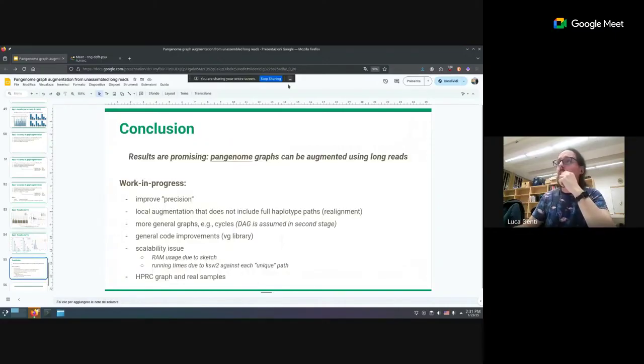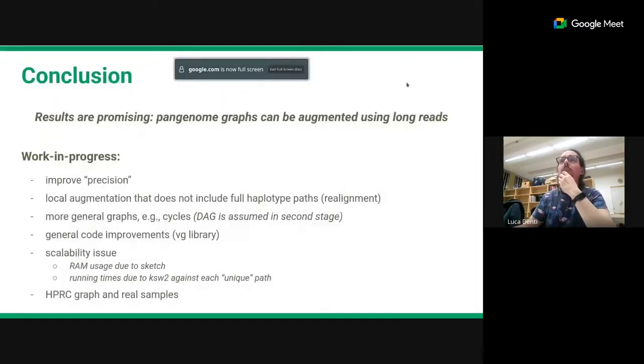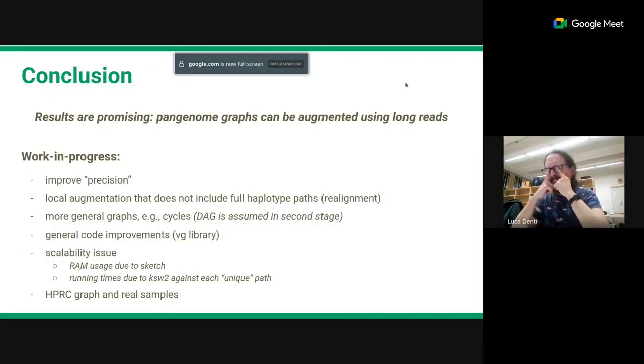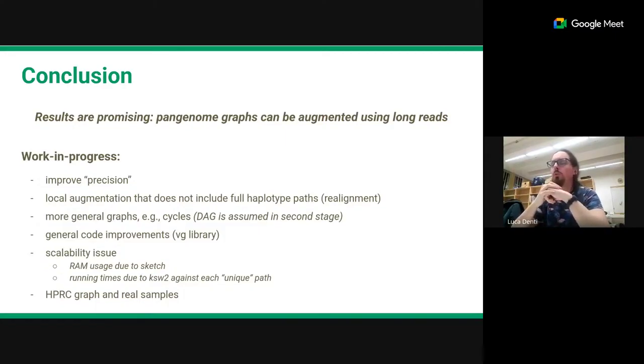Okay, so these were the results. This is still a work in progress, but the results seem promising. I would say that pangenome graphs can actually be augmented using long reads. So maybe in the future we won't need to assemble the read sample before augmenting the graph. Maybe we can just directly use the read sample to augment the graph. But this is a work in progress.